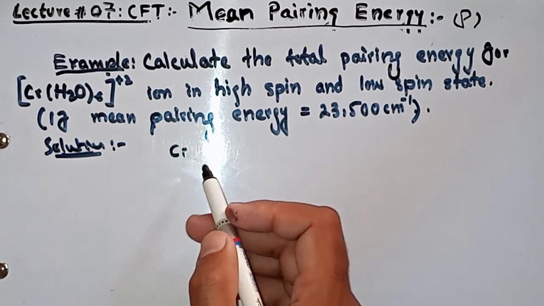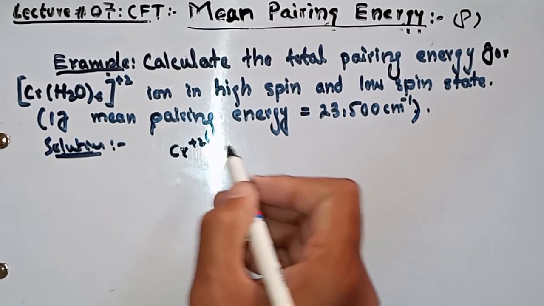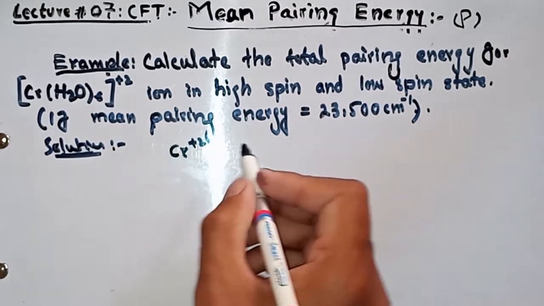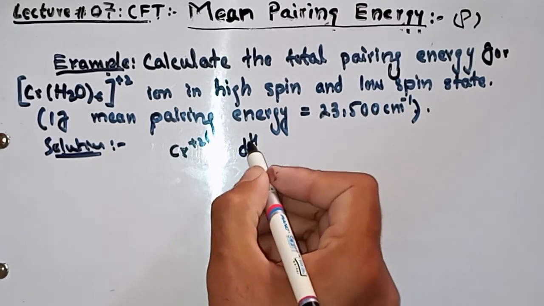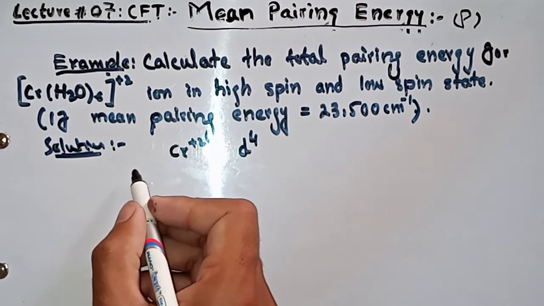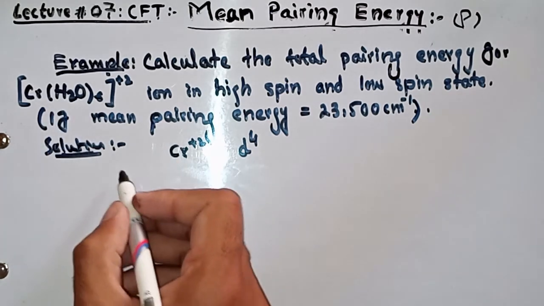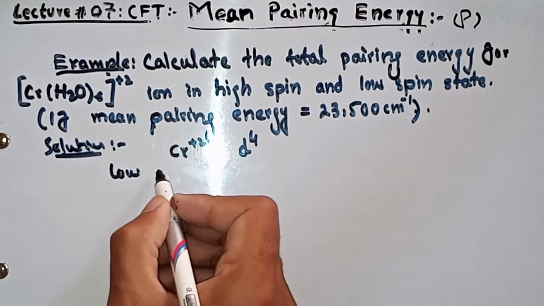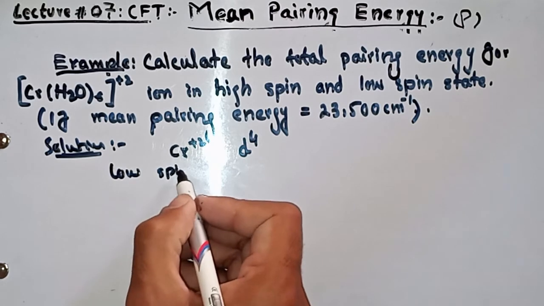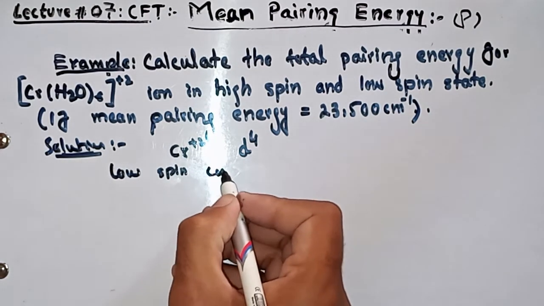The oxidation state of chromium is +2. So the electron configuration in this case will be d4. Here is a d4 electron system. Now, when we consider that this complex is a low spin complex, what will happen?